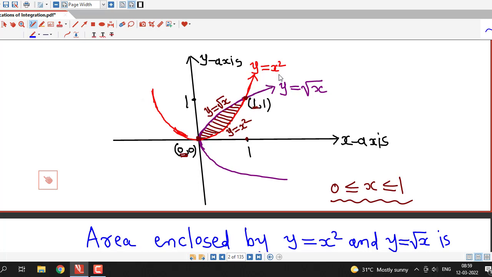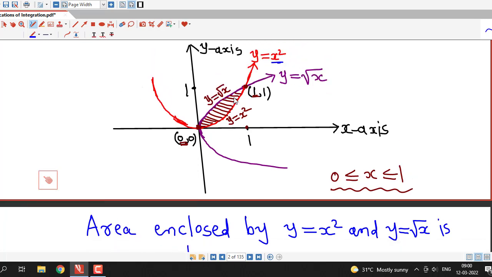Otherwise you may misunderstand that because we have x square it will be the upper function, but here x square is the function at the bottom and the function at the top is square root of x. So the idea of which function we have to consider as the upper function and which function we have to consider as the lower function will come from the sketch of the region only.